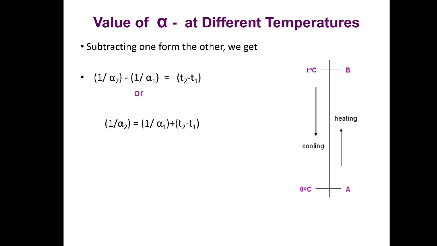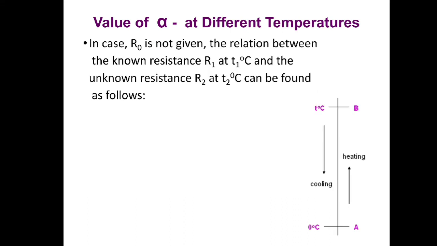So subtracting one from the other, we get the expression alpha_2 is equal to 1 divided by (1 by alpha_1 plus T2 minus T1).